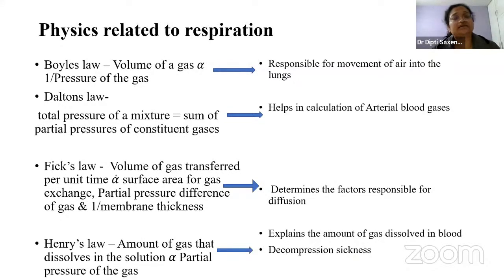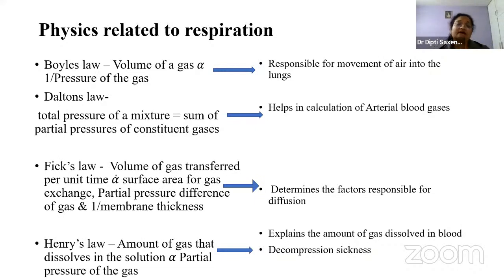Second important law is Dalton's law, which states that the total pressure of a mixture is the sum of partial pressures of constituent gases. It helps in calculation of arterial blood gases as well. Third important law is Fick's law, which states that the volume of gas transferred per unit time is directly proportional to the surface area for gas exchange and the partial pressure difference of the gas, and inversely proportional to membrane thickness. Now, this again is a very important law which determines the factors responsible for diffusion required for gaseous exchange.